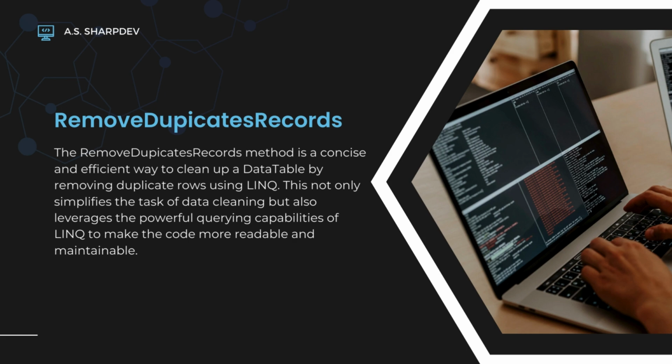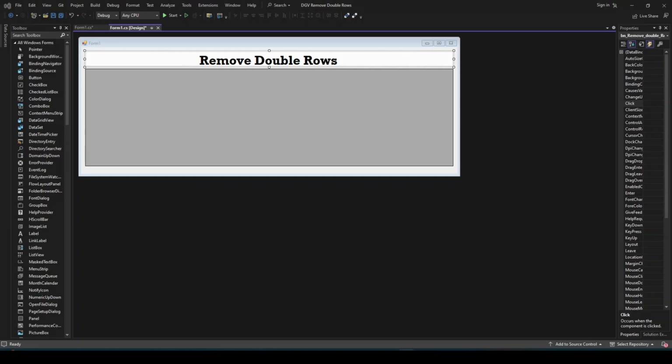This is a concise and efficient way to clean up a data table by removing duplicate rows using LINQ. This not only simplifies the task of data cleaning but also leverages the powerful querying capabilities of LINQ to make the code more readable and maintainable. So let's jump to Visual Studio to see it in real time.